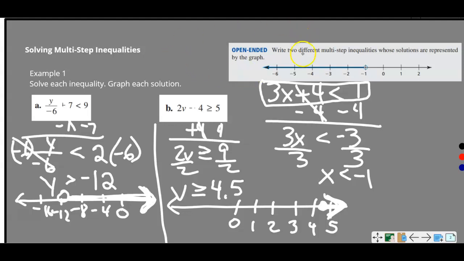It does say write two different multi-step inequalities. I want you guys to do the second one on your own. Just think of numbers, think about where you need to end up, and add and multiply to get to a different place. See if you can play with numbers so that you can write an inequality, but you end up with x less than 1 as your answer.